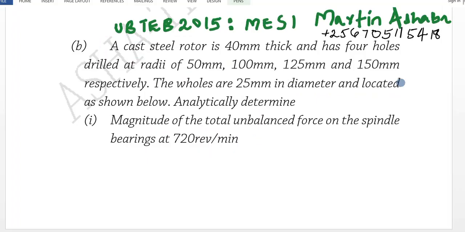Hello everyone. An unbalanced force on a rotating member of a machine component, for example a rotor or a component like a gas turbine, would result in vibrations, which can lead to catastrophic failures of the machine, as well as noise and discomfort.